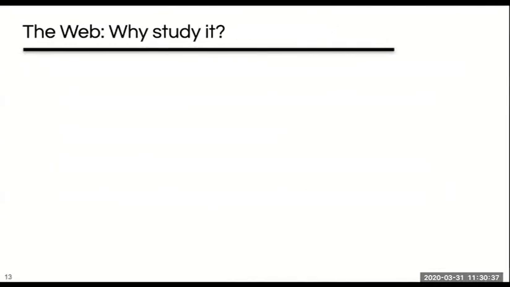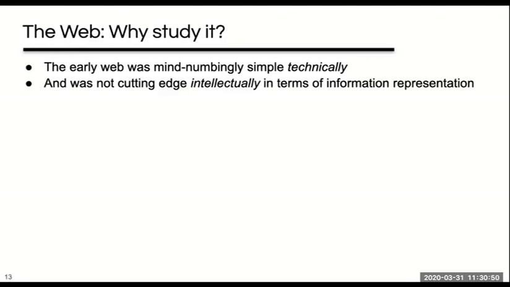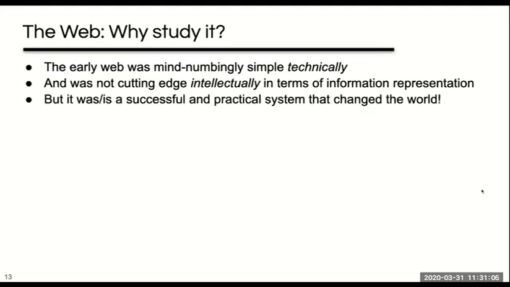So to finish this introduction, it turns out that the early web was almost mind-numbingly simple from a technical standpoint. And from an intellectual standpoint, a lot of the ideas behind the web had been worked on for years. And from the perspective of some of the people who did a bunch of that work, the web didn't even do it very well, or well at all. But the execution was amazing. It was and still is a hugely successful and practical system that absolutely changed the world.